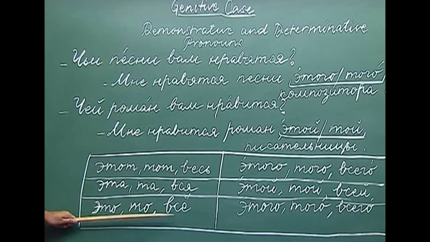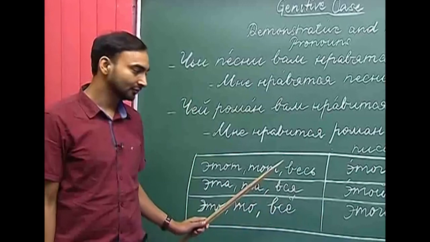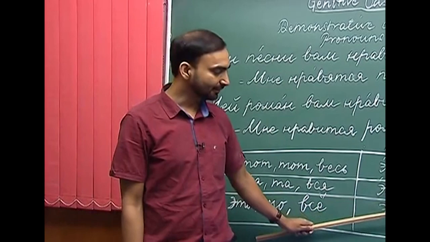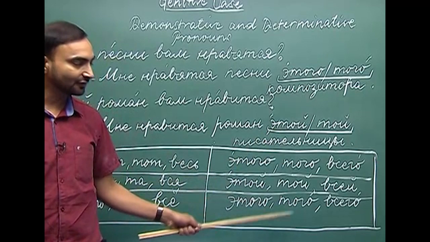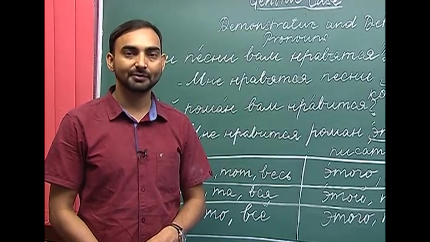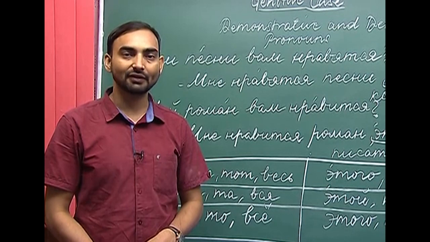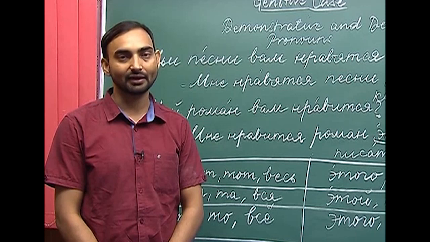The next row is the neuter gender. Это, то, всё. So, when they are used with neuter gender nouns, это becomes этого, то becomes того and всё, всего. So, these are the forms of demonstrative and determinative pronouns in the genitive case. I hope you have understood the declension. We will now look at some other topics. And one more thing you have to remember: we are now talking about only the singular number of demonstrative pronouns and determinative pronouns.